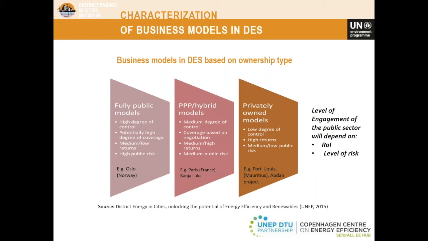Another type is the community-owned, not-for-profit or cooperative business model, where the municipality can establish an energy system as a community-owned not-for-profit entity. And in this model, the local authority takes a lot of risk initially if it underwrites any financial project. This type of model is characterized by a medium degree of control, a coverage based on negotiation mostly, medium to high returns, and immediate public risk. An example of this model can be found in Thane, India, or in Paris, or even in the project that Greg will describe later on in Banja Luka.